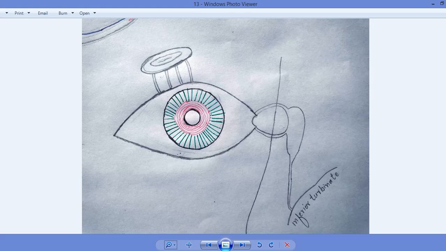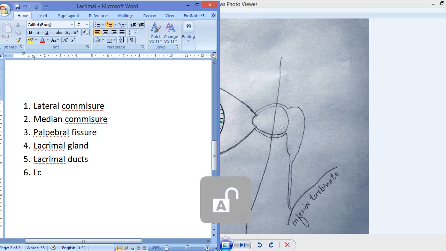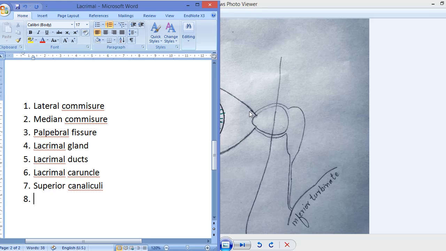This is the lacrimal caruncle. This lacrimal caruncle has a tube, a duct above it, that is called superior canaliculi, and this duct is called inferior canaliculi. Now coming towards the next one.